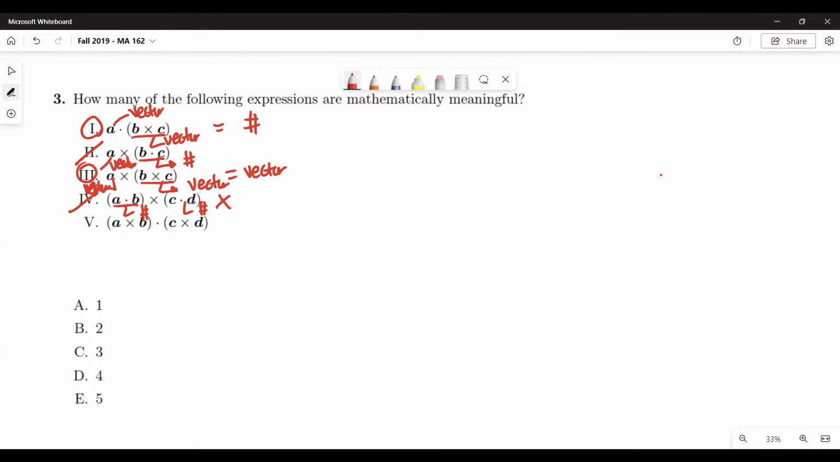So let's look at the fifth one. A cross multiply B. If you cross multiply two vectors, you should get a vector. And if you cross multiply C and D, you should also get a vector. You can dot product the vectors and you should get a number. So this is mathematically meaningful. So the first one, third one, and fifth one are right. So there are three mathematically meaningful expressions. Therefore, the answer is C.